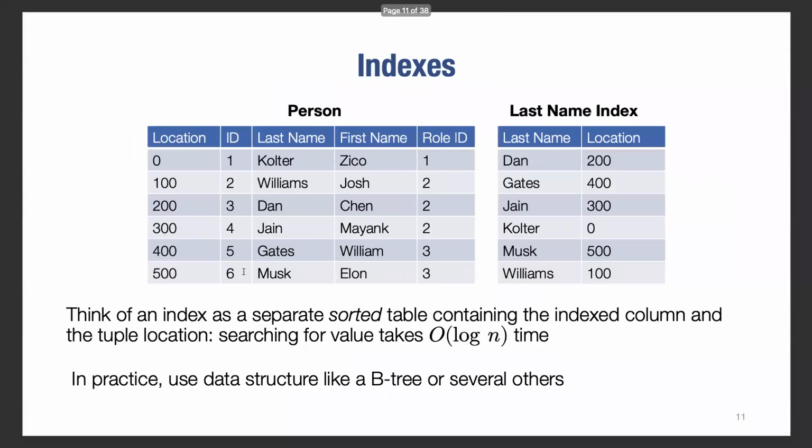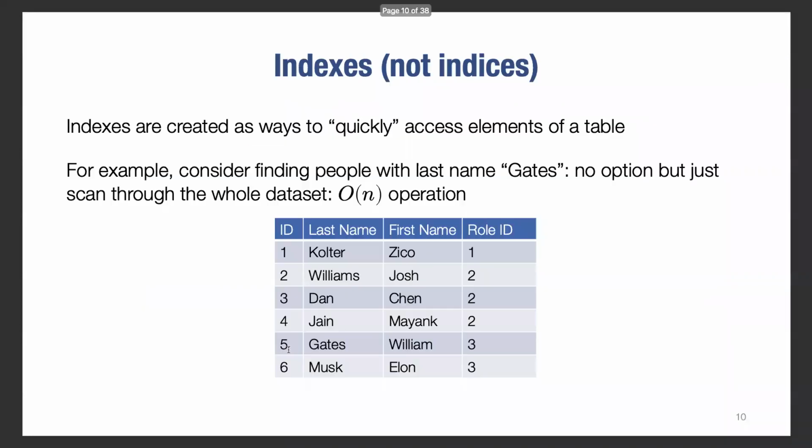So, introducing the index. They say, think of an index as a separate sorted table containing the index column and the tuple location, such that searching, yes, thank you very much, Teju. I didn't have that. So remember I said, if you're lucky and Gates is not the last record, that is a worst case scenario.